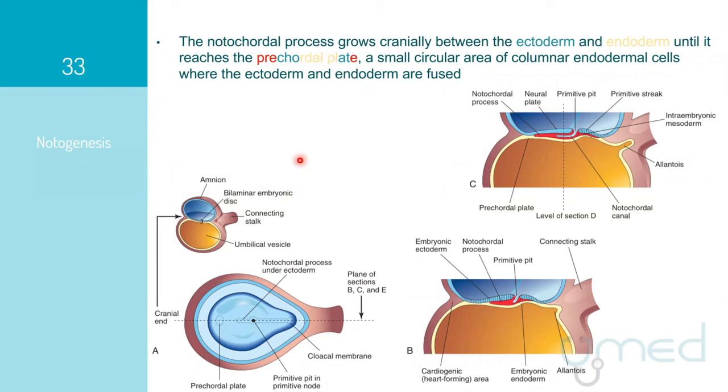So let's quickly look at this diagram. Here we have the amnion. We have the bilaminar embryonic disc before we have any mesoderm involvement. We have this connecting stalk. Here will be the yolk sac or umbilical vesicle.